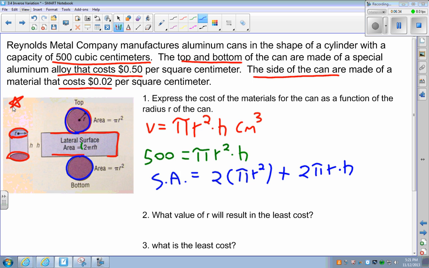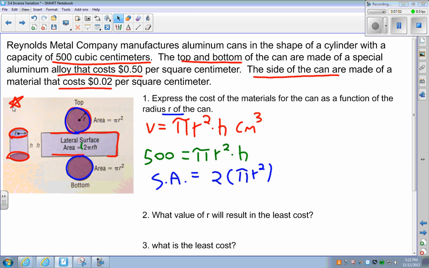Okay. Now, the problem here is that when we're trying to express the cost of the materials of the can as a function of the radius r, we have 2 variables here. We have r, and then we also have h. And so we need to get h in terms of r. Now, before I do that, I want to include one step.